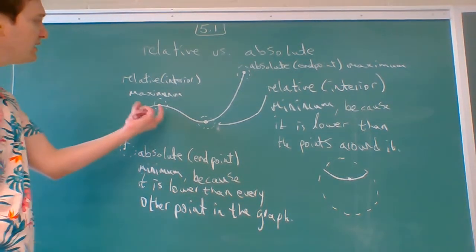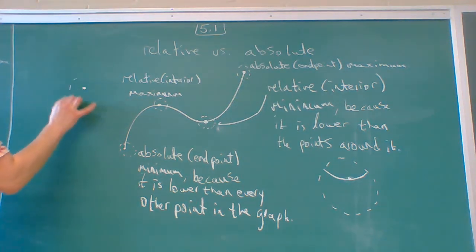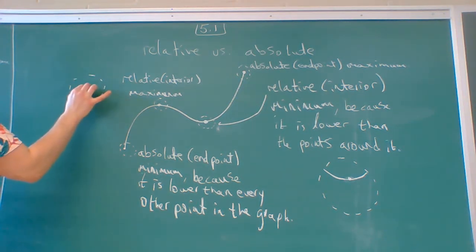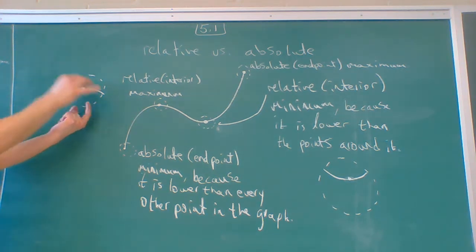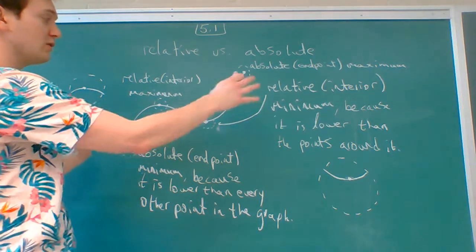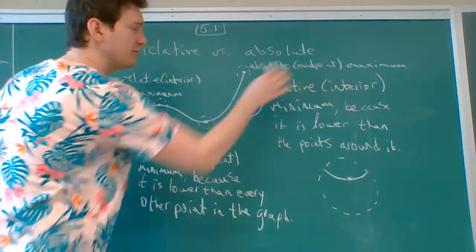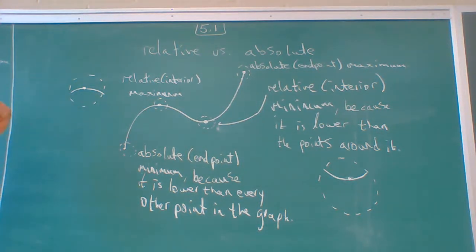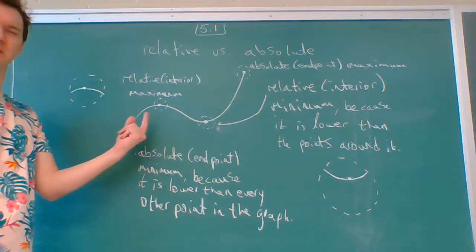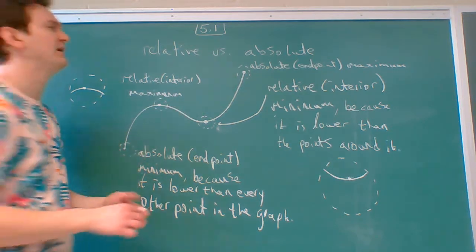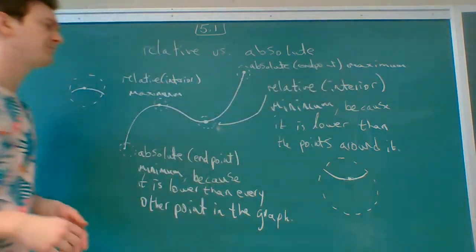So this is a relative maximum because this point is higher. If I blow this picture up, this point is higher than all the other points immediately around it. It's not higher overall in the whole picture, right? That's this point. That's why this point is an absolute maximum. And this point is just a relative maximum. And if we're being really specific, I can call it a relative interior maximum because it's inside of the domain, whereas this one is at an endpoint, so it's an absolute endpoint maximum.